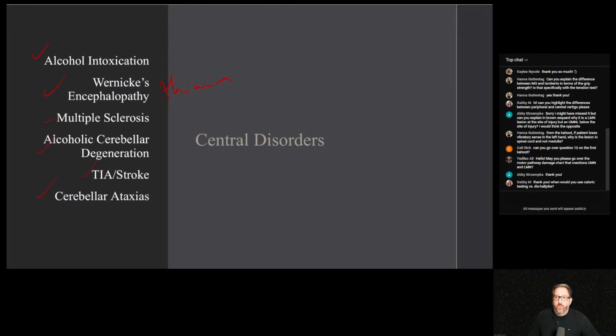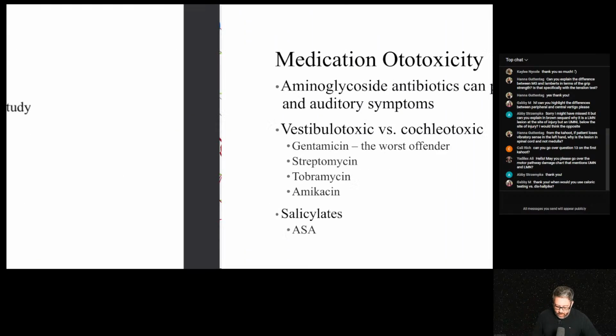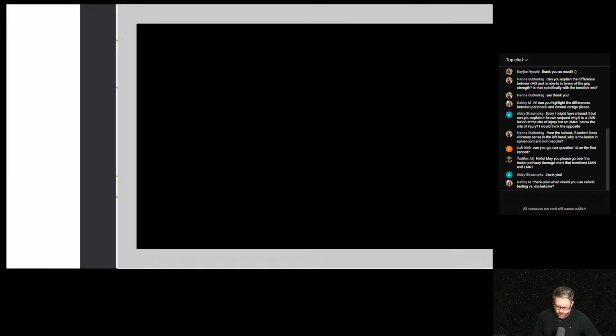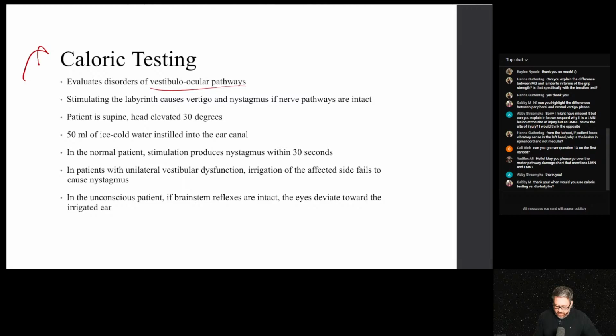Quick answer for this one, Gabby: when you use caloric testing versus Dix-Hallpike, caloric testing is a brain reflex. So that is really going to be used a lot when you're trying to determine, again, are the pathways working? Vestibular ocular pathways are pretty much what you're looking for. Whereas with Dix-Hallpike, you know they already have dizziness or vertigo, and you're trying to reproduce it and see which way they go from there. If the neural pathways are intact, they're going to have vertigo and nystagmus.